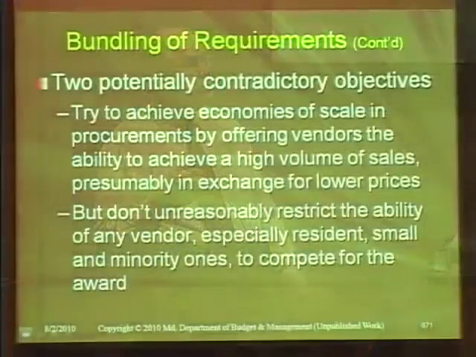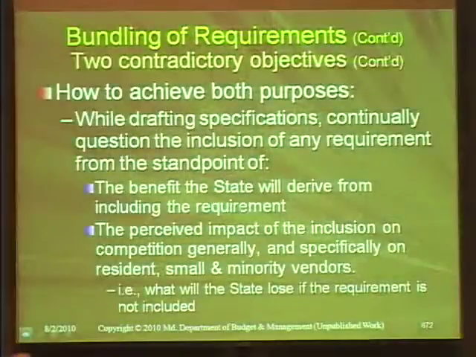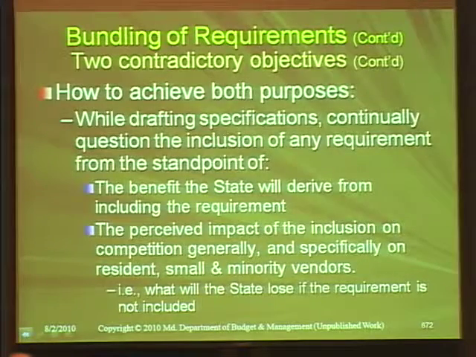One, try to achieve economies of scale in procurements by offering vendors the ability to achieve a higher volume of sales, presumably in exchange for lower prices. Two, don't unreasonably restrict the ability of any vendor, especially resident small minority ones, to compete for the award. Get economies of scale, don't preclude vendors from bidding for smaller portions of it. They're in opposition. How to achieve both purposes while drafting specifications.